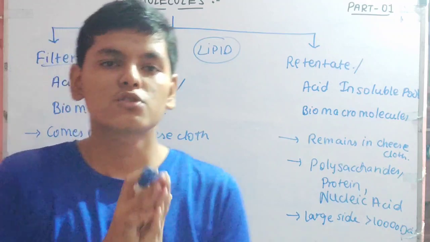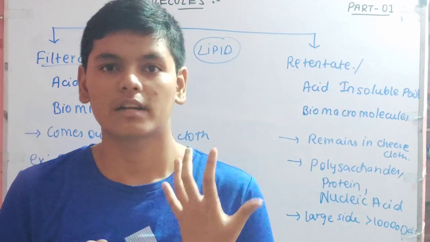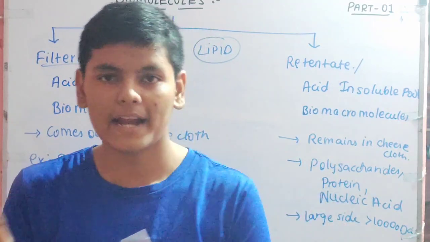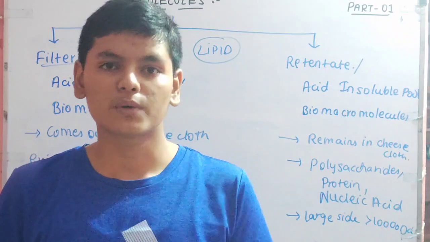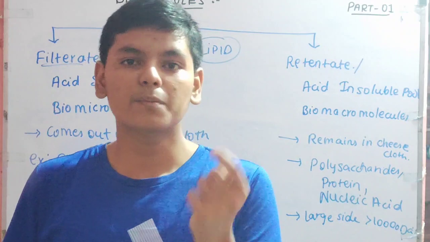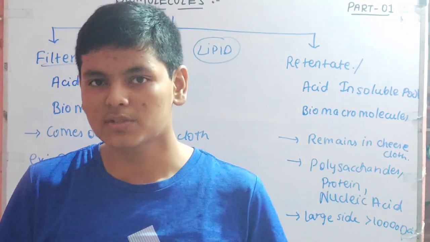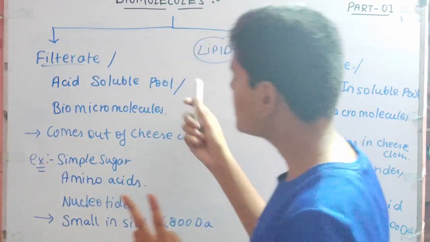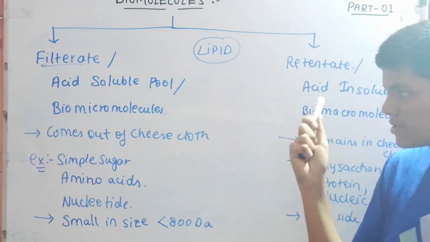Let us revise. What we did was, we took a piece of a living cell, either a vegetable cell, plant cell, liver cell or any other cell. We kept it in a mortar and pestle, added trichloroacetic acid and then ground it. We will obtain a slurry. That slurry, we pass through a cheesecloth. After passing through the cheesecloth, you will get two components. One is known as the filtrate, which comes down, and one is known as the retentate, which remains in the cheesecloth.